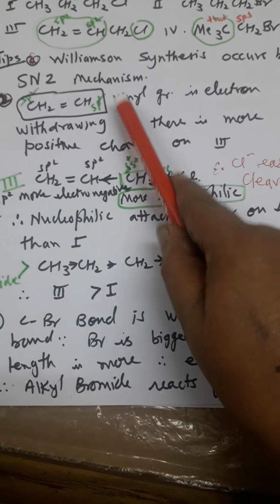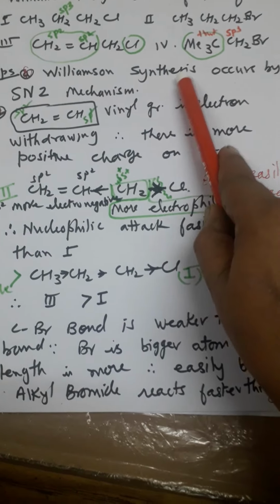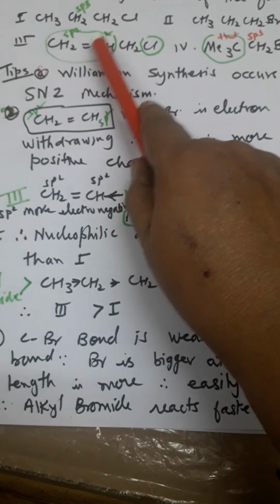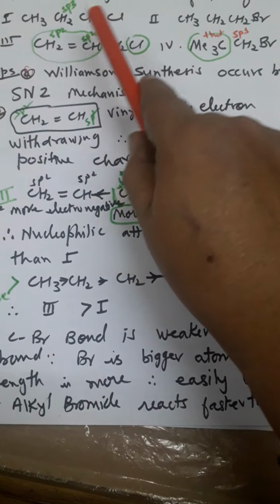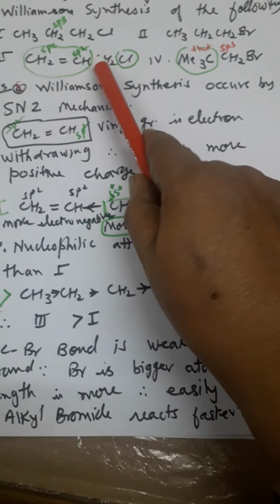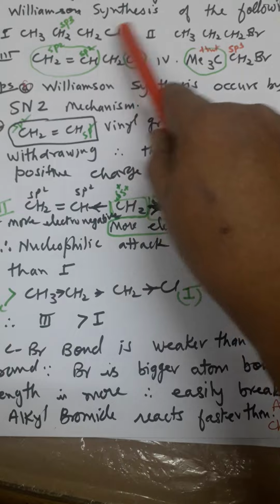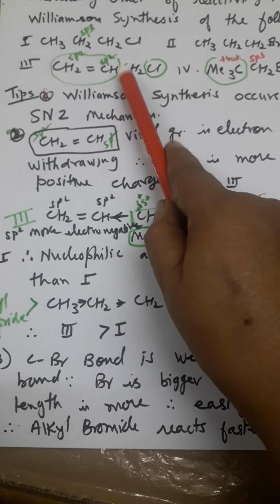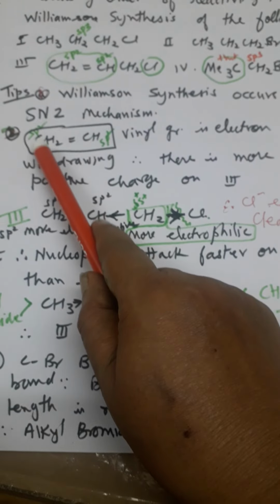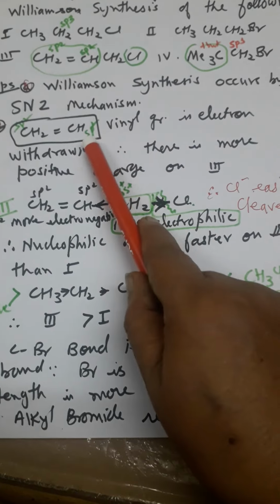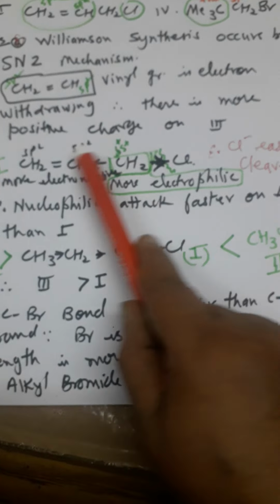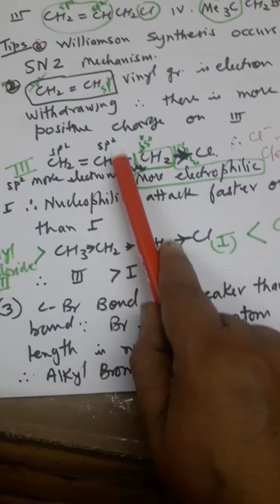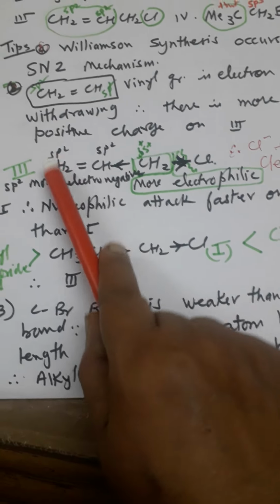Now we will discuss. I will give you some tips. This Williamson synthesis occurs by the SN2 mechanism. First of all, we will discuss this vinyl grouping, because it is a typical one. Others are the same, unsaturated, and this is an allyl unsaturated halide. See here, it is CH2=CH. The vinyl group is present. Overall it is allyl chloride, but this grouping is called the vinyl grouping. This carbon is sp2 hybridized, and this carbon is also sp2 hybridized.